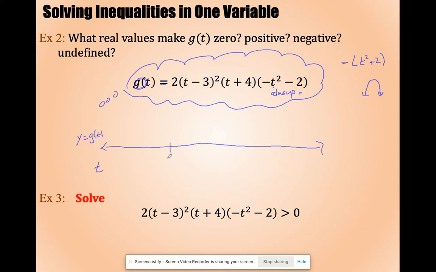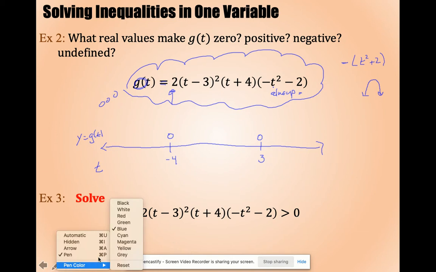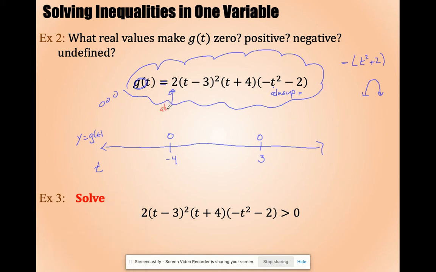on my number line would be -4 and 3. Both of those values create 0. Now, don't forget about this dilation factor, right? I still have to multiply, whatever I'm doing, I have to multiply by 2. But 2 is always positive.